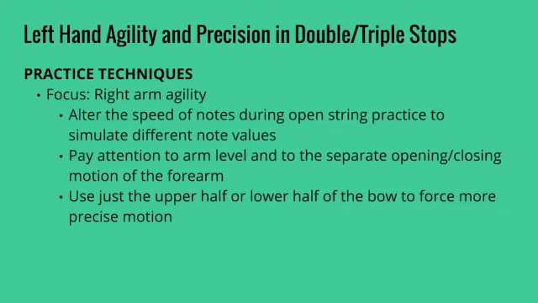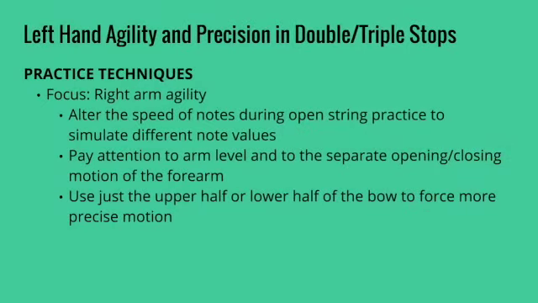Paying attention to the arm level and to the fact that pivoting from your shoulder, here, let me see, maybe you can see me again. There we go. Pivoting from the shoulder is a different motion than opening and closing your arm. So making sure that both of those motions are active at the appropriate time. And then also using just the upper half or just the lower half of the bow to force a more precise motion.